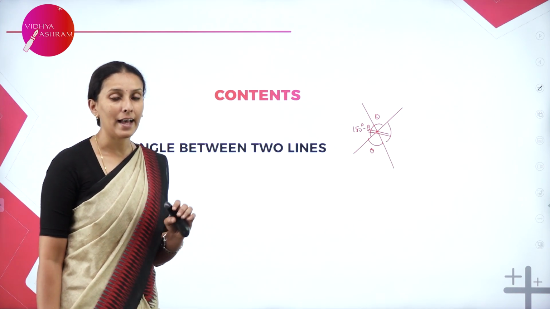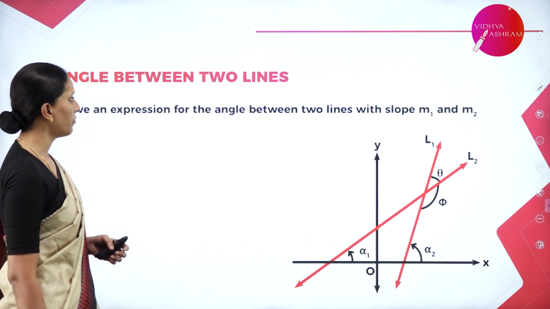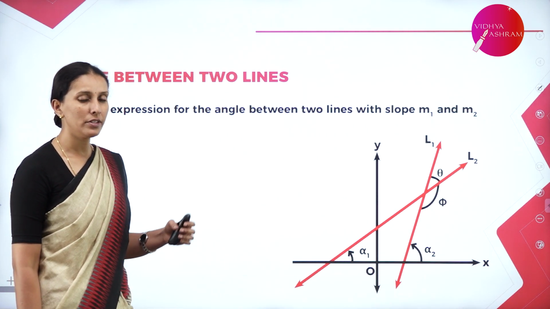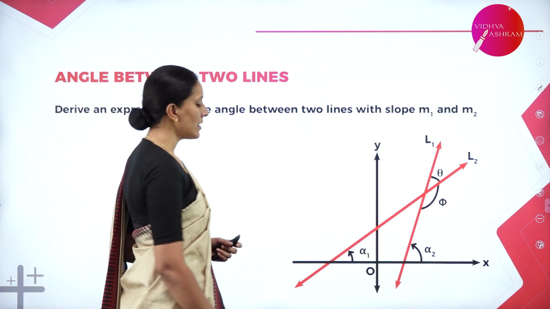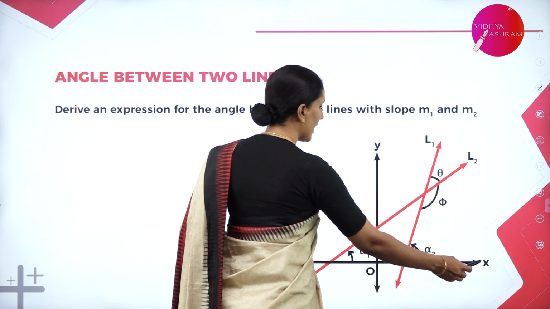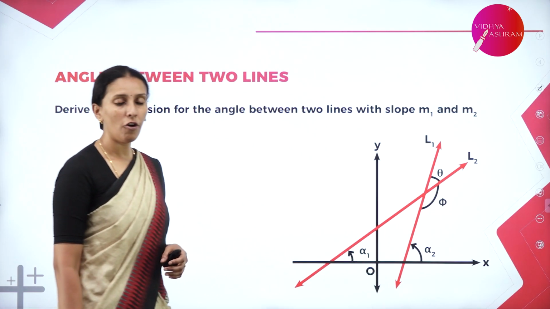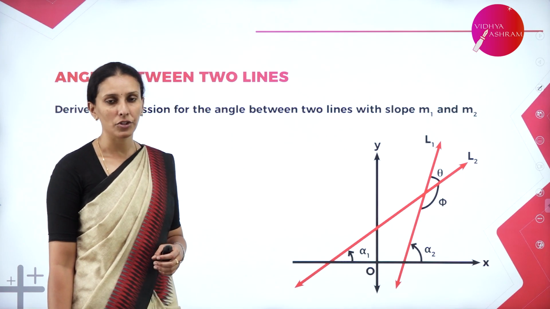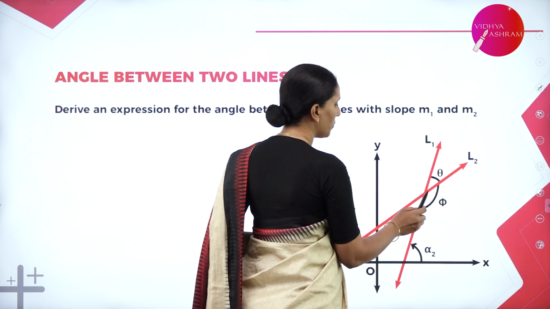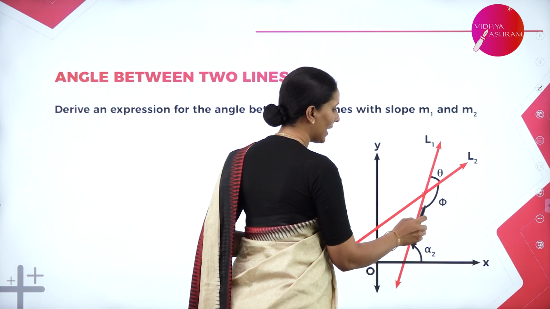Now we are going to find the angle between two lines using the concept of slopes. So derive an expression for the angle between two lines with slopes m1 and m2. This is a very important derivation under the chapter straight lines. Now consider two lines L1 and L2. Here I have taken a coordinate axis, x-axis and y-axis. I am taking line L1 and line L2 whose angles of inclination are alpha 1 and alpha 2 respectively. Now we can clearly see lines L1 and L2 intersect at the given point. I have taken one angle as theta and the other angle as phi.